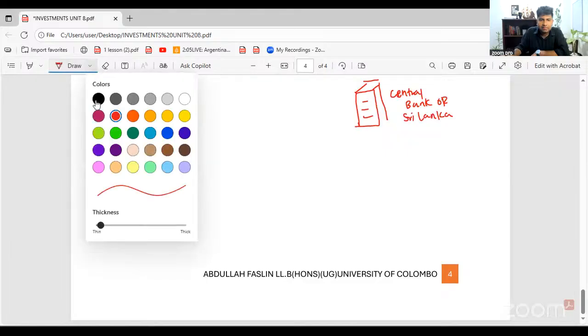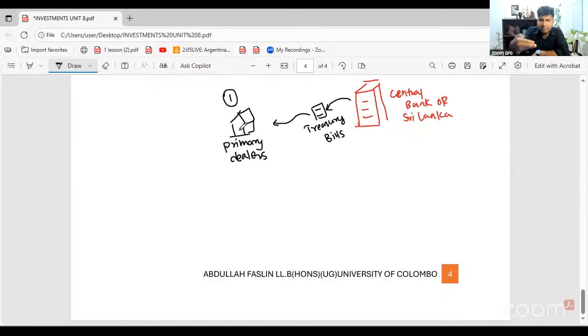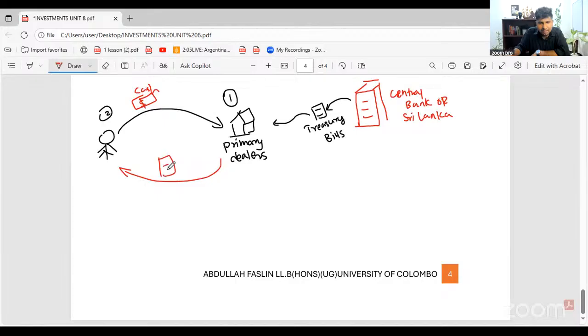When the central bank needs money, they issue a document, which we can call treasury bills. The government releases a document called treasury bills to parties called primary dealers. At the very first instance, the central bank gives these treasury bills to the primary dealers. Most of the time, these primary dealers are commercial banks. If you are an investor and you have money, you can give your cash to the primary dealers and get these treasury bills from them.